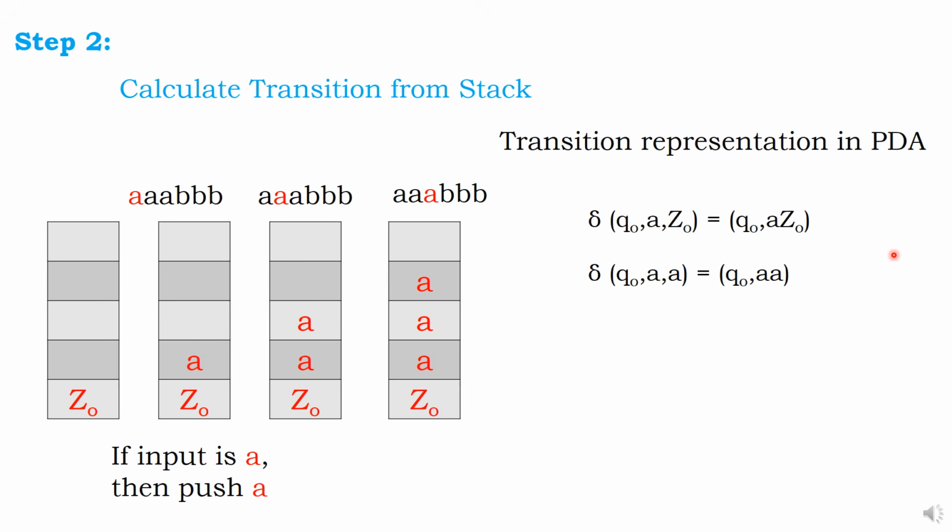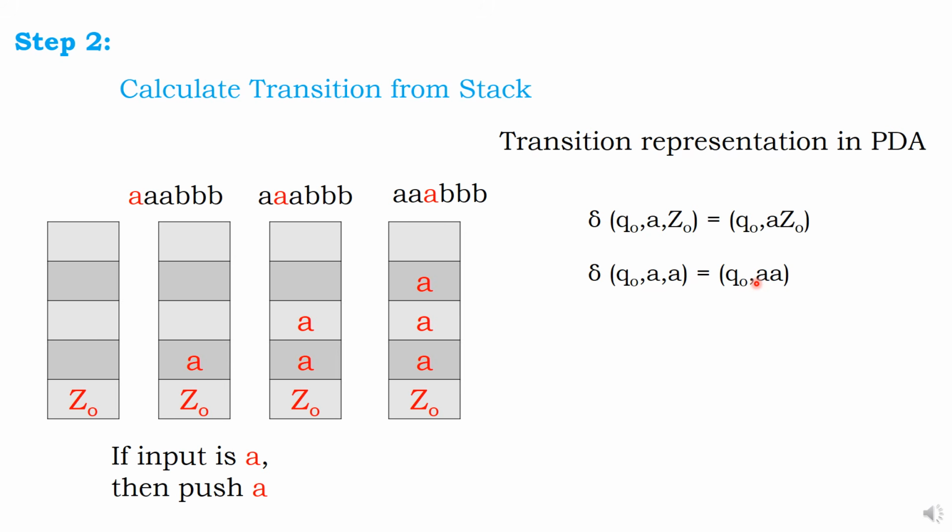Now at the same time, one more A is coming. When one more A is coming, you should put A above that particular A. That is what? If input is A here, top of the stack is A here, push A above this A. That is what I am doing here. The state doesn't change because only A is coming.